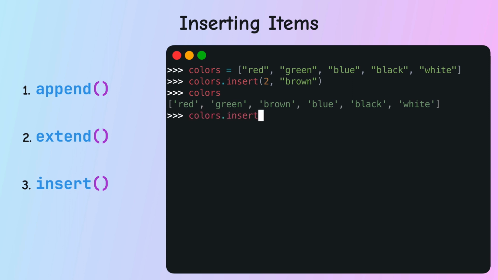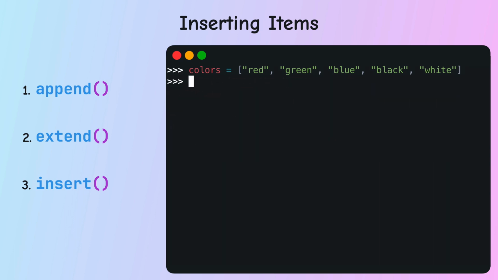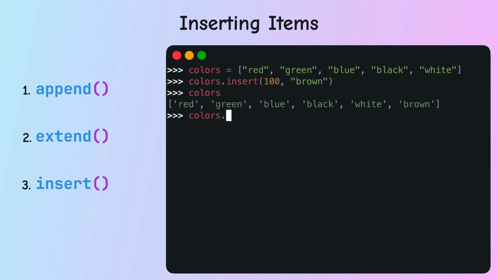Insert method also accepts backward indexes as well. It uses the same indexing logic as when you are accessing items. One difference is the insert method doesn't throw any error even if you give it an index that's out of range. If it's too far to the right, it will insert the item at the end. If it's too far to the left, it will insert the item at the beginning.